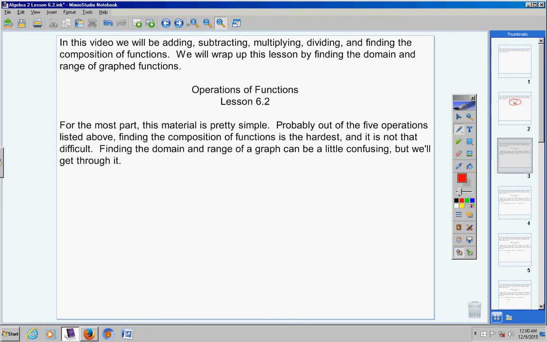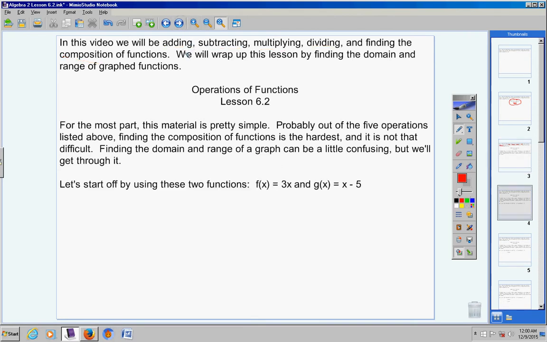For the most part, this material is pretty simple, okay? Out of the 5 operations listed above, finding the composition of functions is the hardest, and it's really not that difficult, okay? Finding the domain and range of a graph can be a little confusing, but we'll get through it. And I will show you how to do that so that you'll understand it.